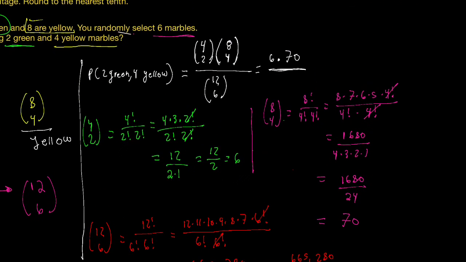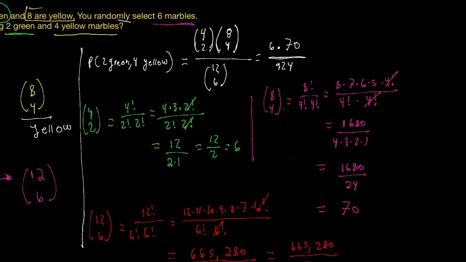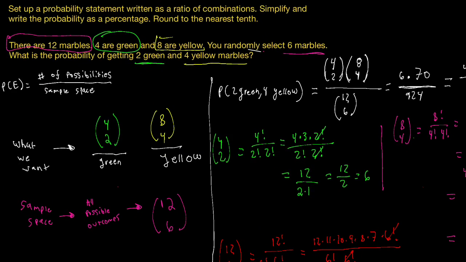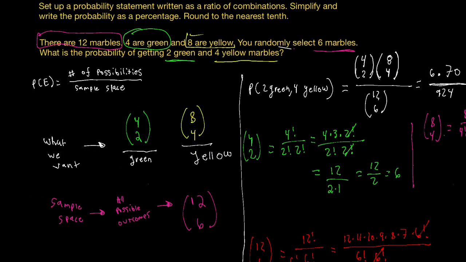Let's go ahead and replace our sample space with 924. In here, we can do this now. So 6 times 7 is 42, so we get 420. 6 times 70, and then we have 924 on the denominator. So let's get the approximation, and I get about 45.5%. And that's it. All right, so then I'll see you in the next unit.